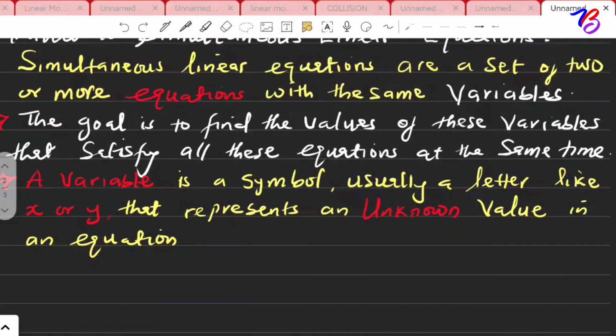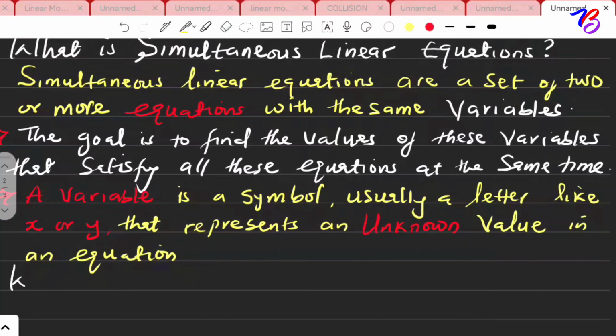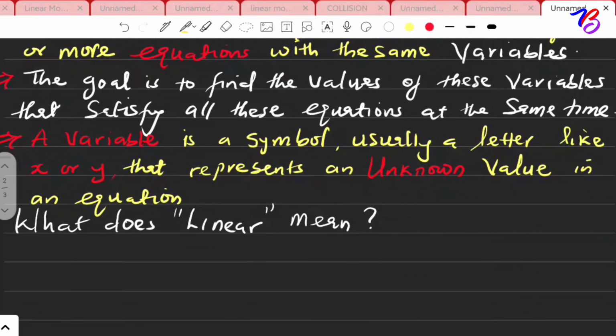So let's define linear. The word linear, by definition, what does it mean? So that you'll be able to solve problems under this topic properly. The word linear denotes something that is straight or just a line. So what does linear mean in linear equation?